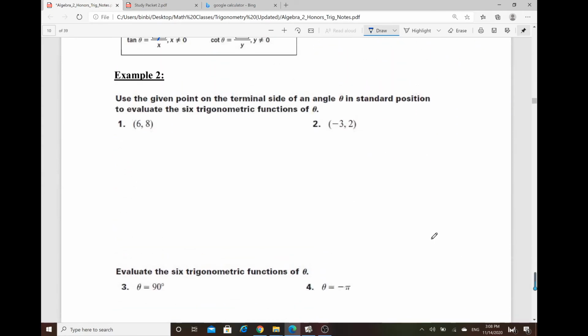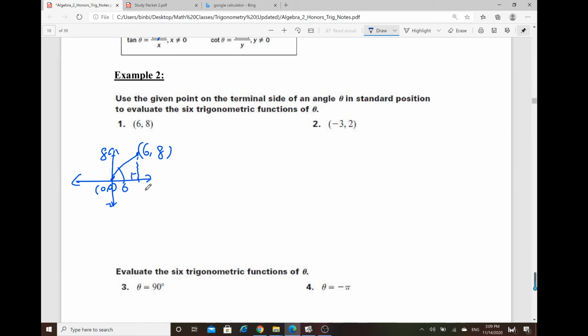Now let's do an example. Use the given point on the terminal side of the angle theta in standard position to evaluate the 6 trigonometric functions of theta. First, plot the point (6, 8): start at the origin, 0, 0, go 6 units to the right and then up 8, so it's somewhere up here. Then draw the triangle.